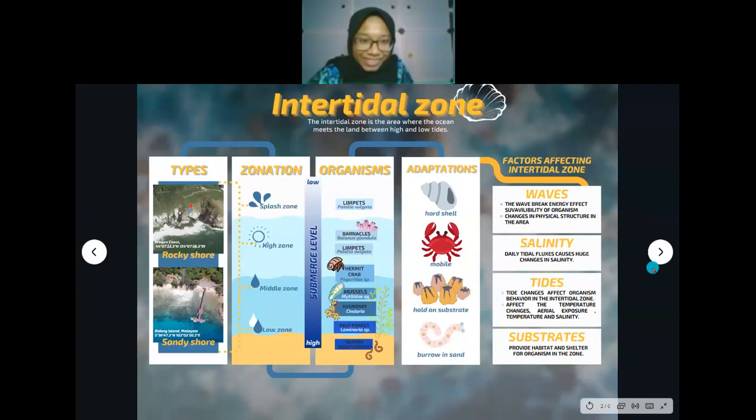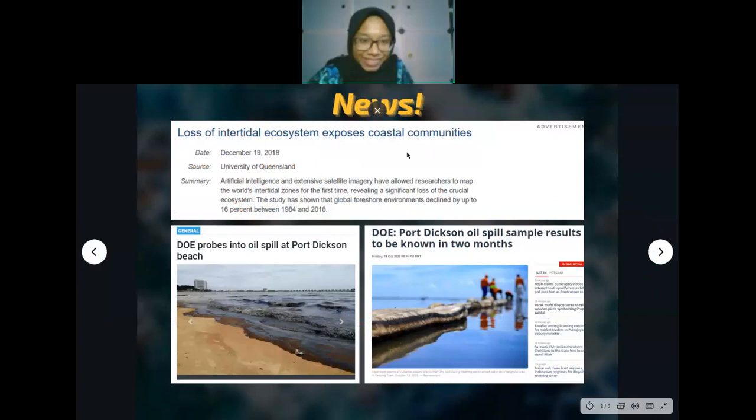And last but not least, substrate. In this area, there are so many substrates available in the intertidal zone. As such, in rocky shore, we have many rocks that can be substrate for the organisms to hold. And also on the sandy shore, there are sands and stones that can be found. And also things such as dead corals can also be substrate for the marine organisms to live.